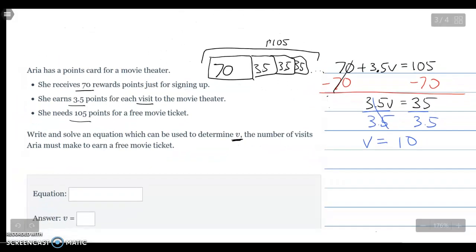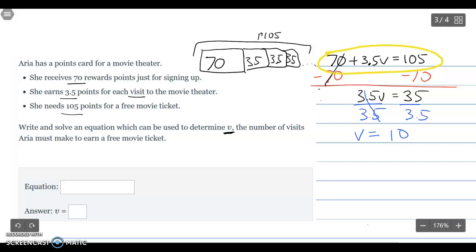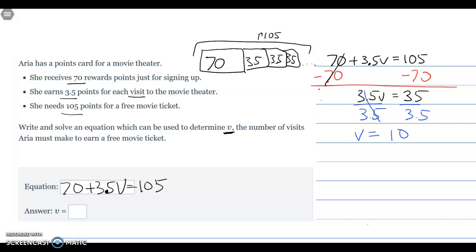Okay. So what do we write over here in these boxes? Well, the first part we're going to write is the equation. That's what we found from the tape diagram. And the next thing we're going to do is write the answer, which is V is equal to 10. So we got 70 plus 3.5 V is equal to 105. Write all of that inside the box there, or type all of that inside the box. And V is equal to 10.